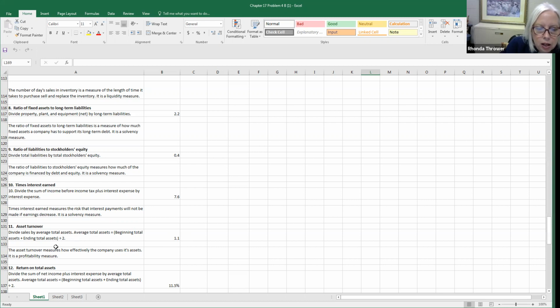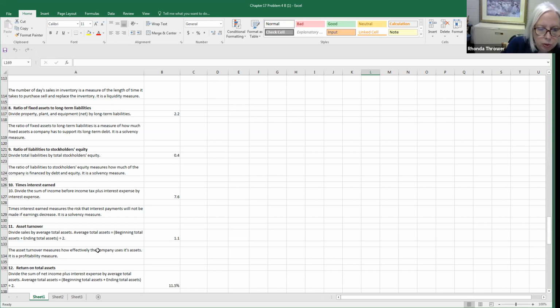This measures how effectively the company uses its assets to make a profit. It is a profitability measure. What you would want to do is compare that with what has happened in the year before. We are unable to make the calculations for year 1 because they did not give us the beginning amount of assets for year 1. So to find the asset turnover, we simply divide our sales by the average total assets.